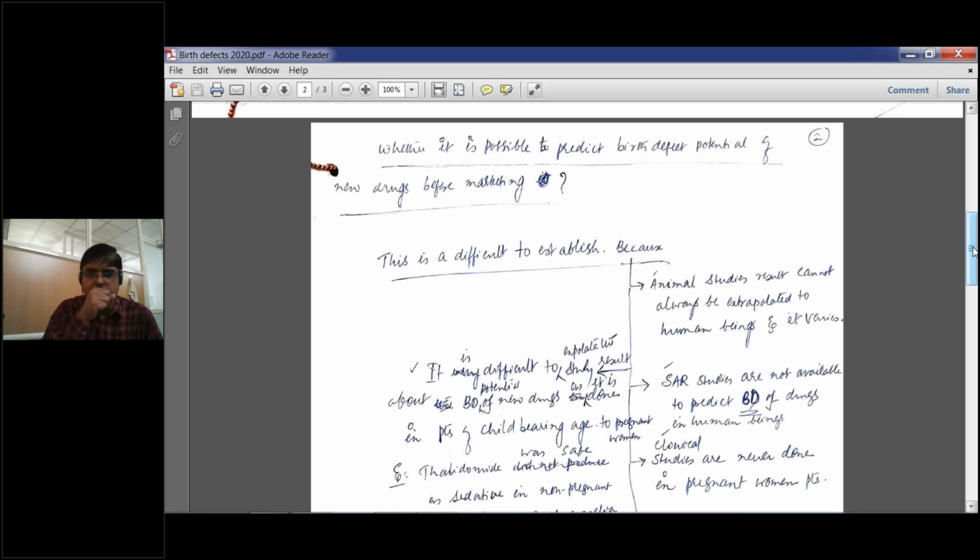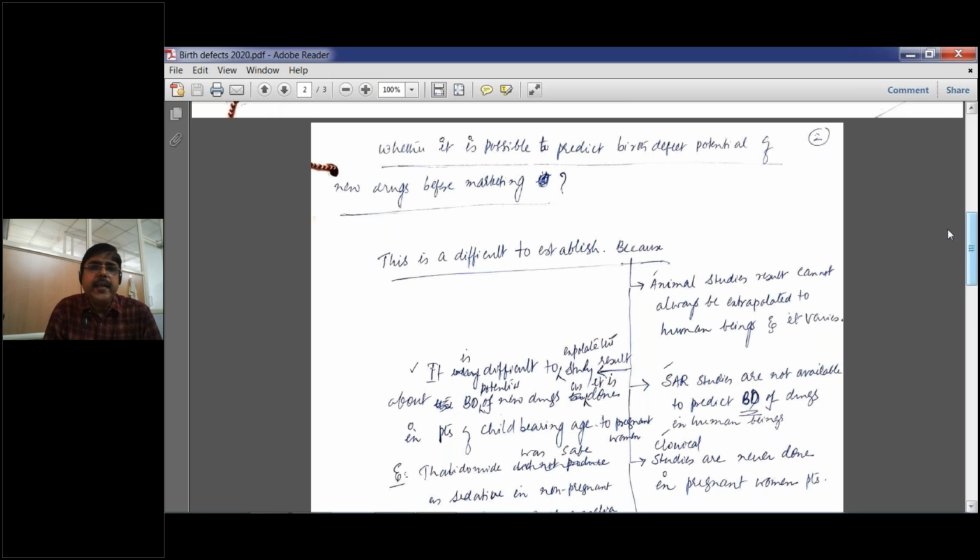Now, the next question comes: we know that certain drugs produce their effect on the growing fetus, but is it possible to predict their effect in human beings, especially pregnant women? If yes, what is the problem? And what makes them not able to predict the effect in the human being? That's what we are going to understand now.